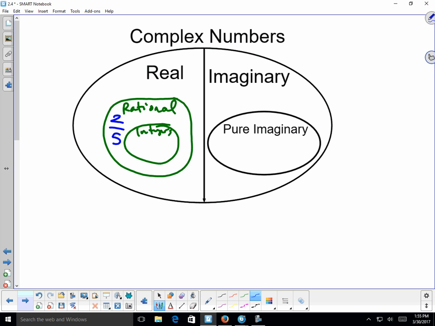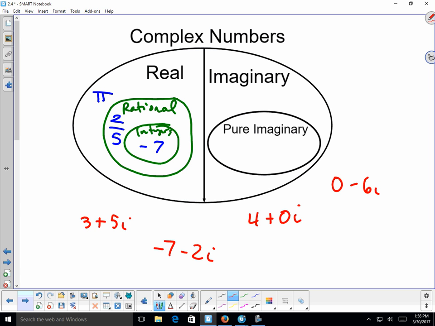And if I have a number like -7, well, that is an integer, and it's rational, and it's real, so it's right there, right? And if I have a number like pi, that is irrational, it's not rational, it's got to be out here. So now we're adding to this, we're adding numbers like 3 plus 5i, or -7 minus 2i, or 4 plus 0i, or 0 minus 6i.